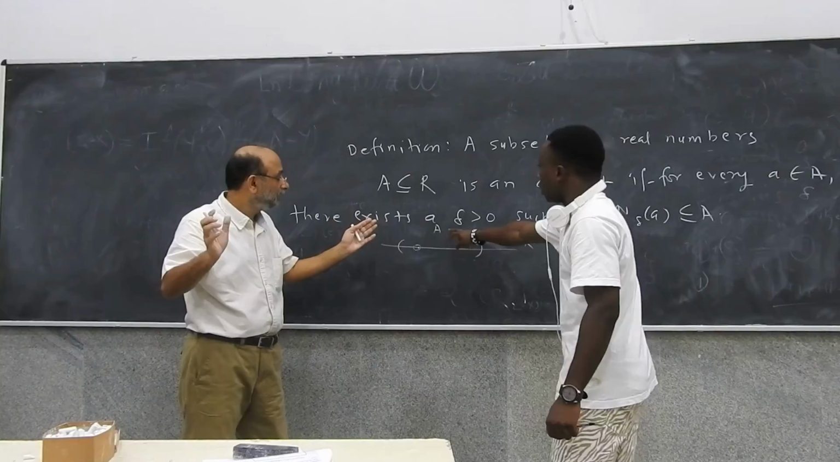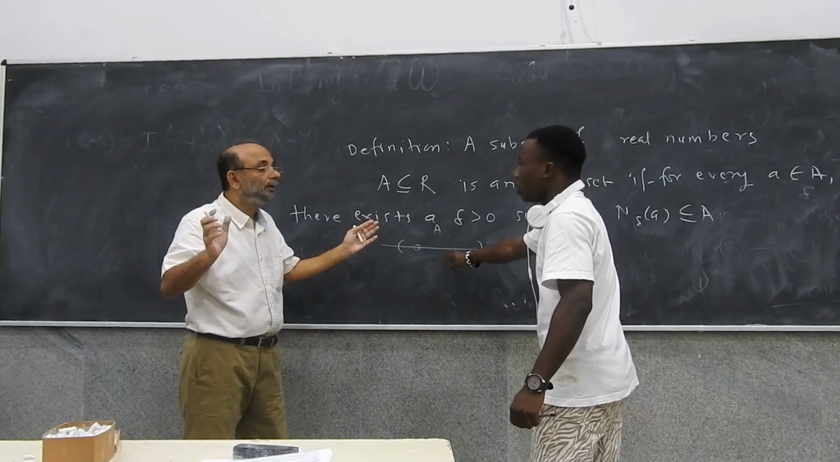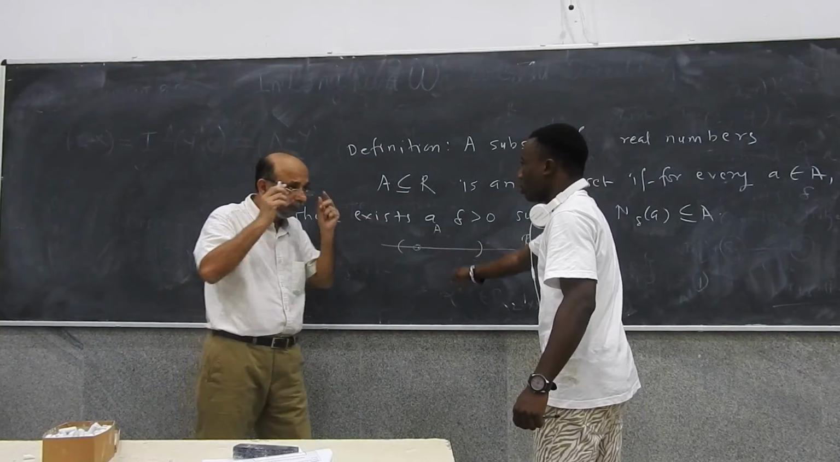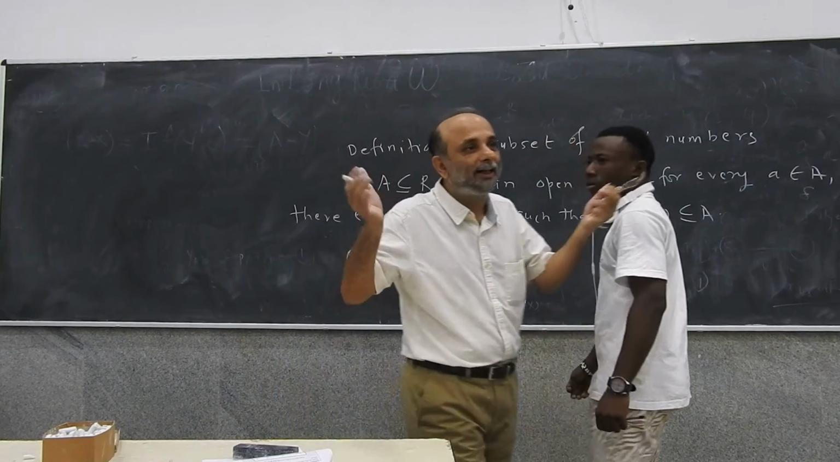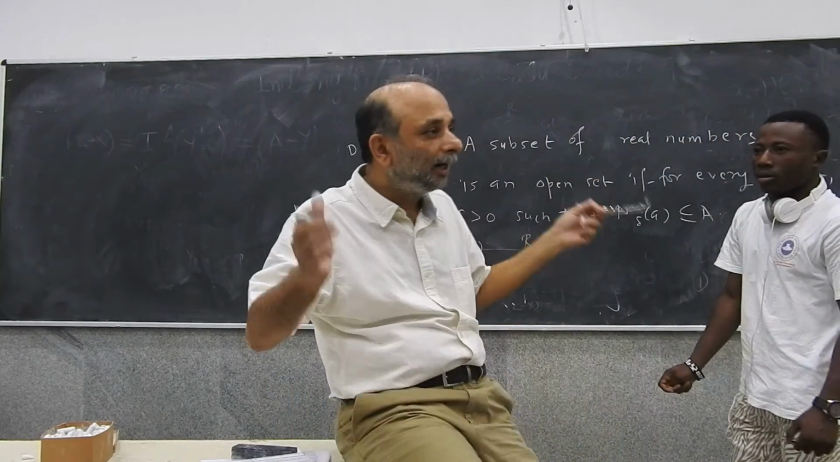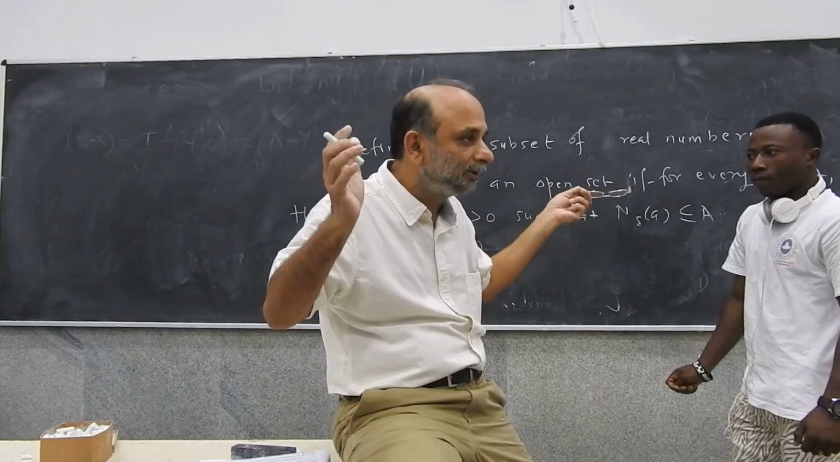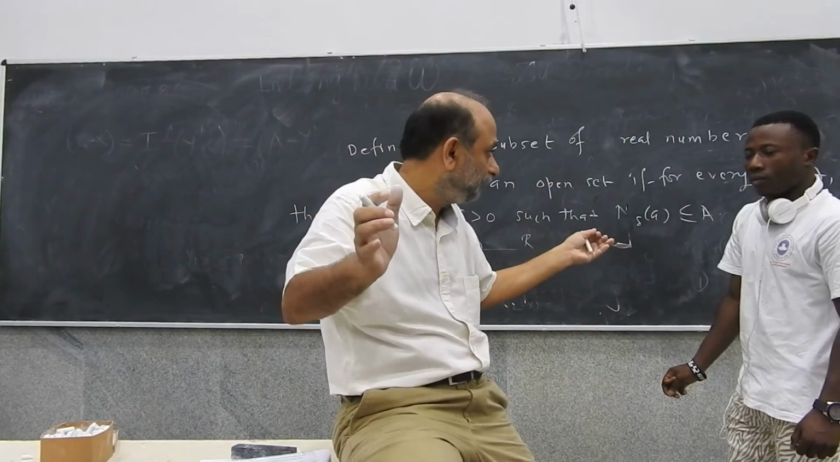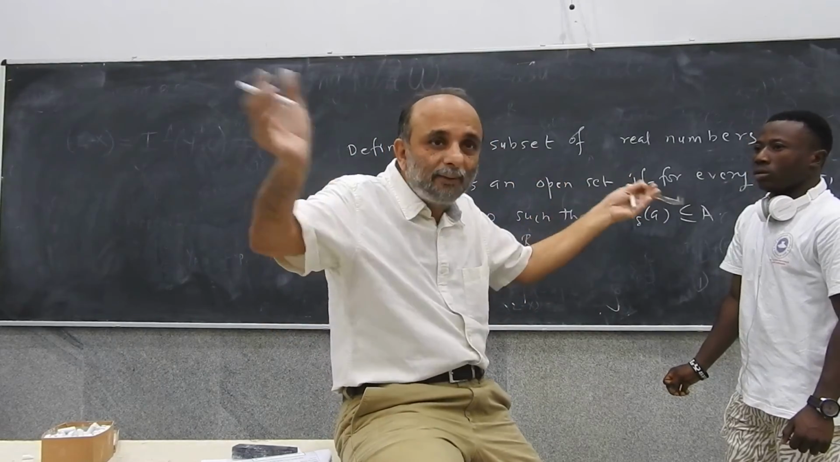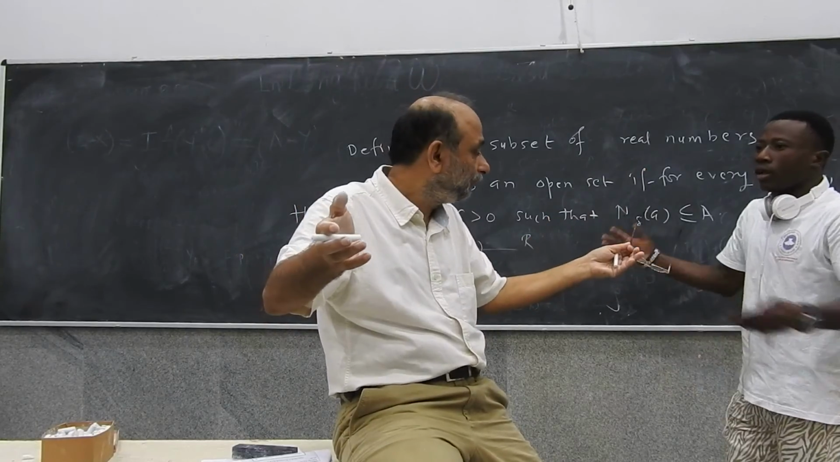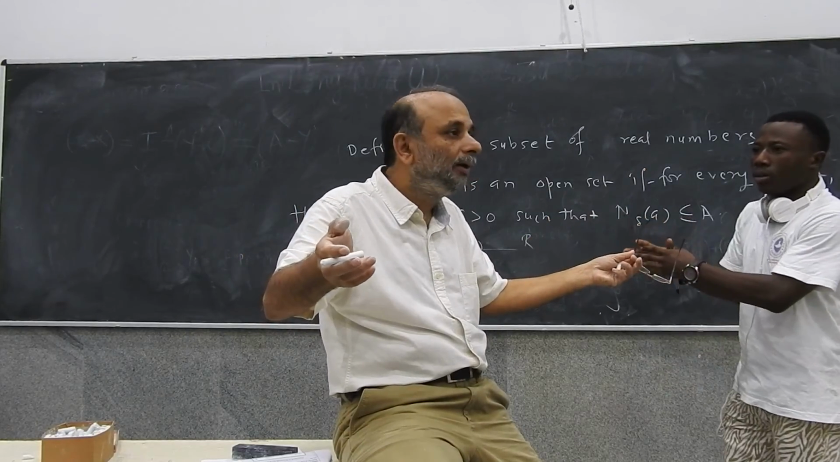So can we call this open set a middle number? A middle point? No. An open set is not a middle point. A set is a set. A set is not a point. A set is, in this case, a collection of elements. A set here is some interval on the real number line. It's like a combination of all the numbers.